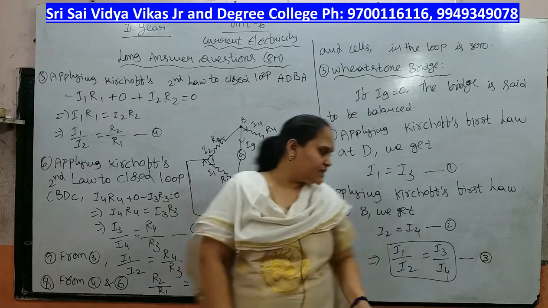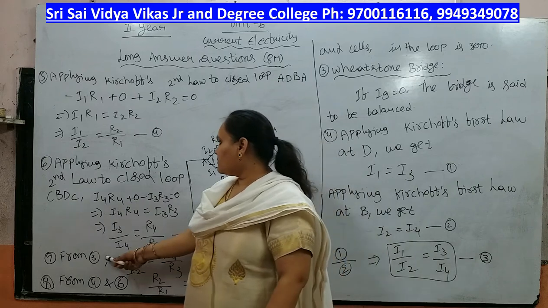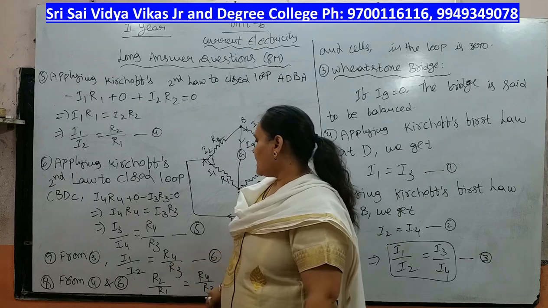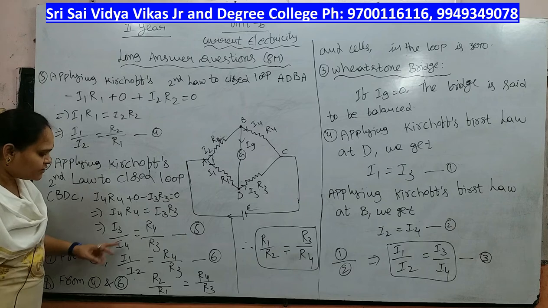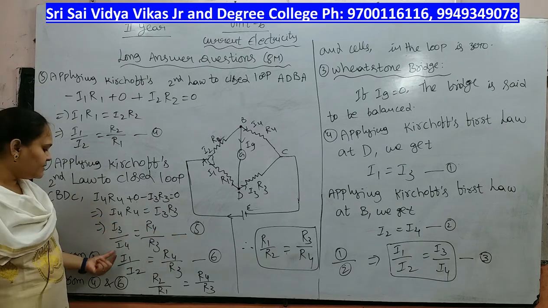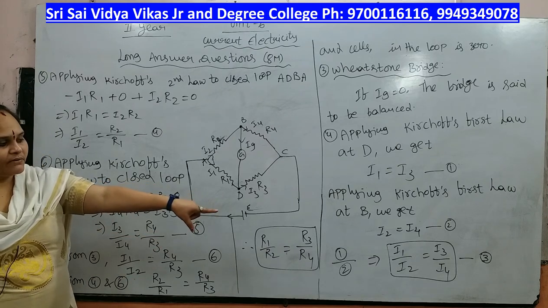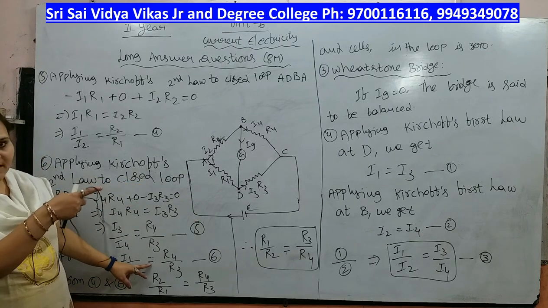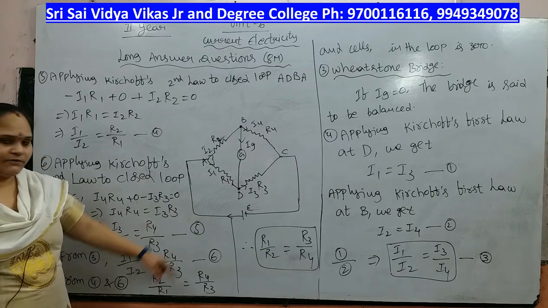So equation number 3 is I1 by I2 equal to I3 by I4. From equation 3 we can write I1 by I2 will be equal to I3 by I4, and I3 by I4 will be equal to R4 by R3. So the equation is I3 by I4 equal to R4 by R3. This is equation number 6.